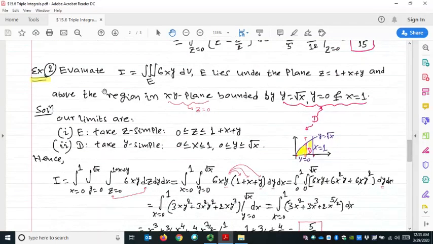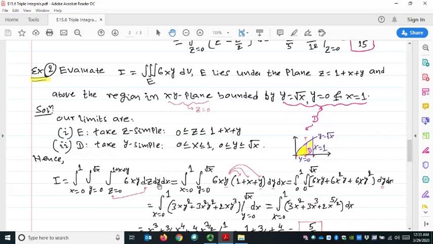Example 2. Evaluate the triple integral of 6xy over E, dV, where E lies under the plane given by z equals 1 plus x plus y, and above the region in the xy plane bounded by the planes y equals radical x, y equals 0, and x equals 1. Great. So let's start the solution. So let me pick dV equals dz dy dx order.